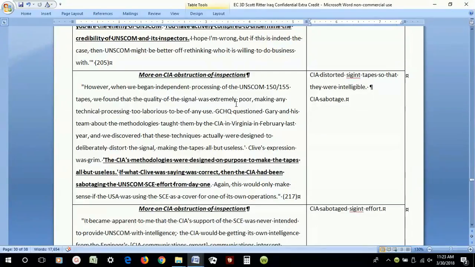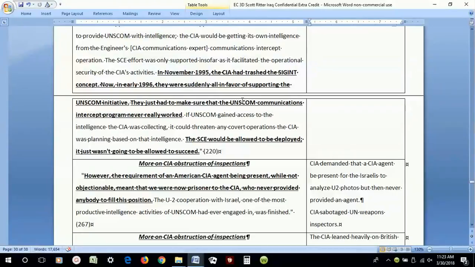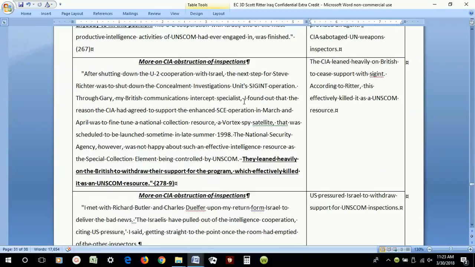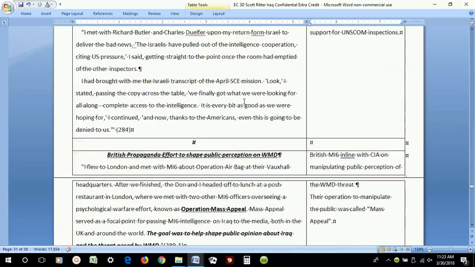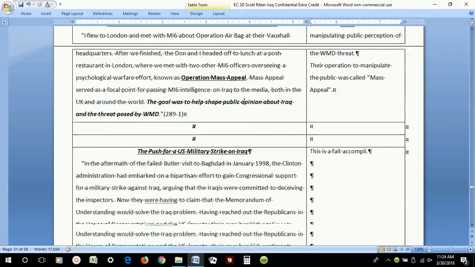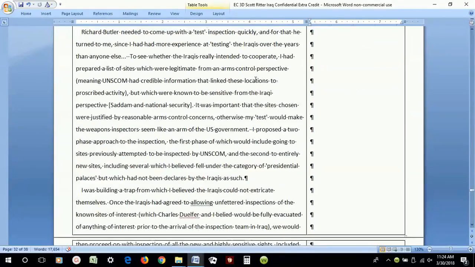This is all CIA obstruction of inspections, sabotaging inspections. There's quite a bit here. So a key thing that comes out is the British and U.S. were in cahoots, just like they were during the build-up to the Iraq invasion war resolution, right? Both were releasing false intelligence reports, timed together.